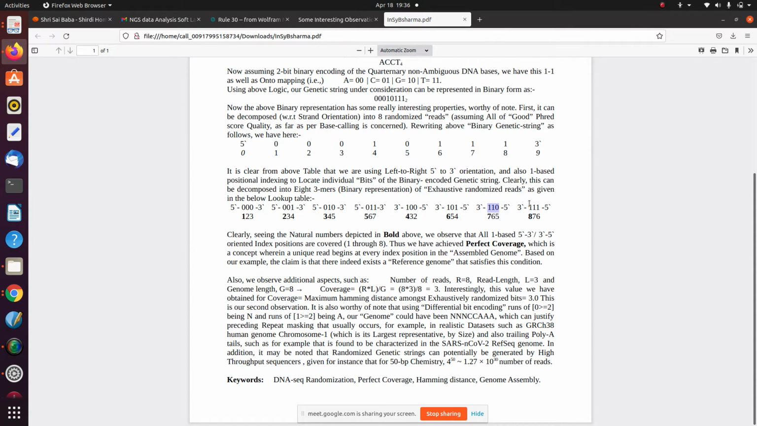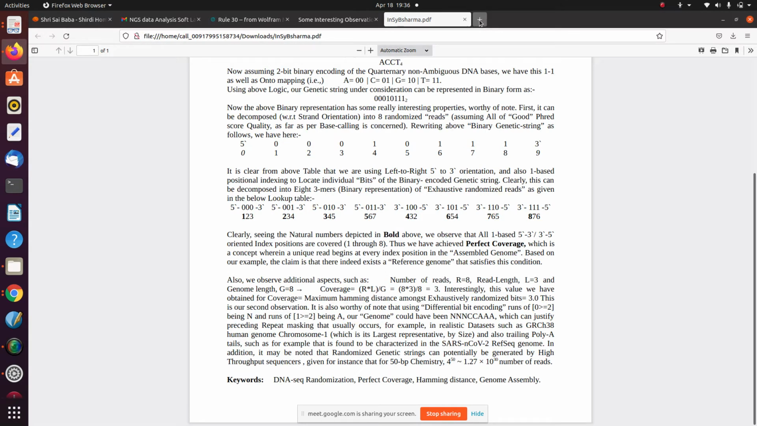So now let me say this is the reference genome. Priyanka, what is the reference genome? 0001011. And what is the position? This is starting from 1, right? Index position is starting from 1, right?